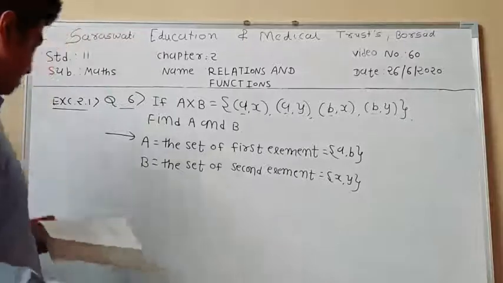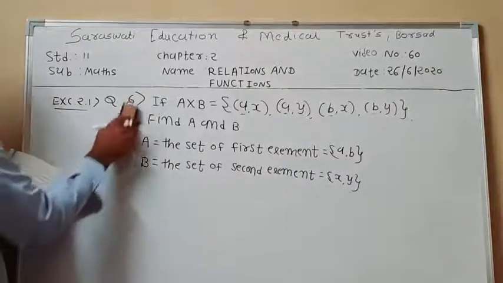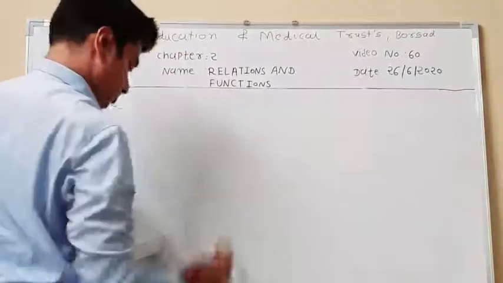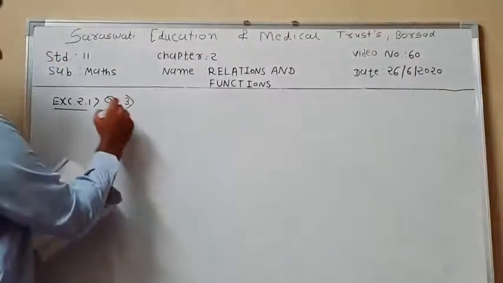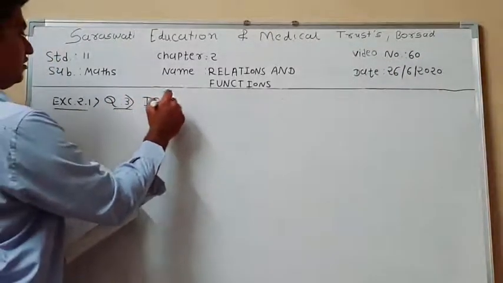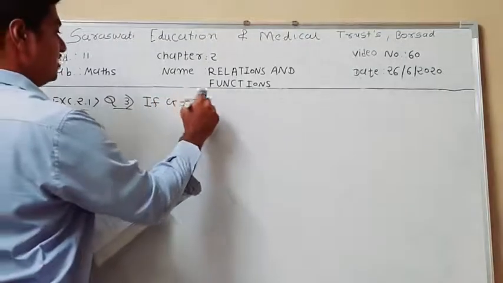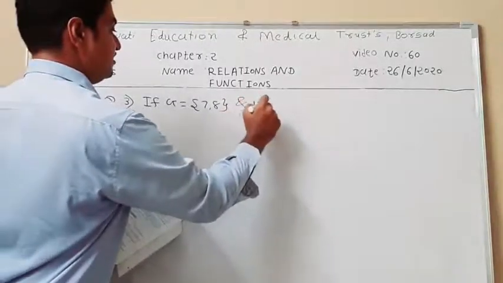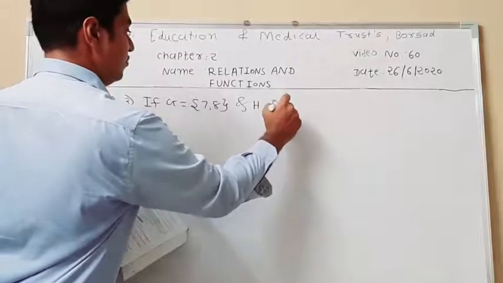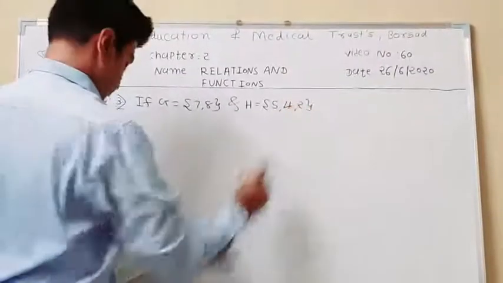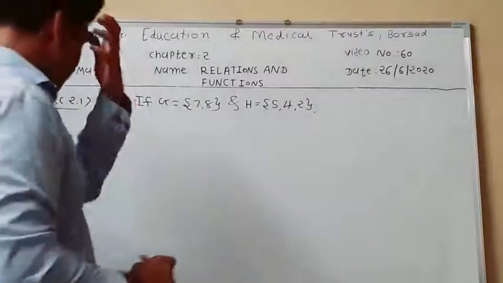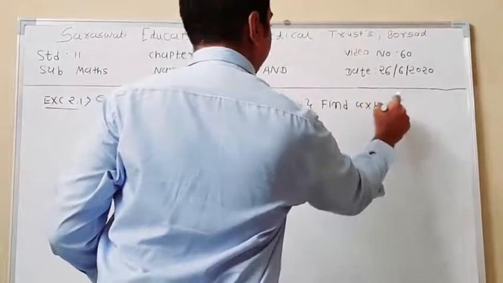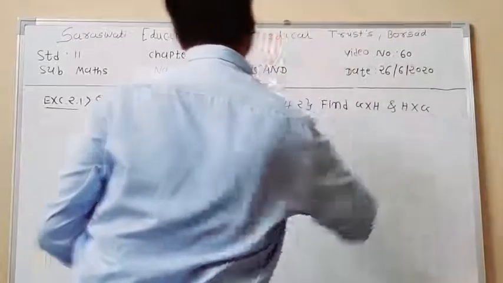Next question, Exercise 2.1, question number 3. If G is equal to {7, 8} and H is equal to {5, 4, 2}, our question is to find G Cartesian product H and H Cartesian product G.